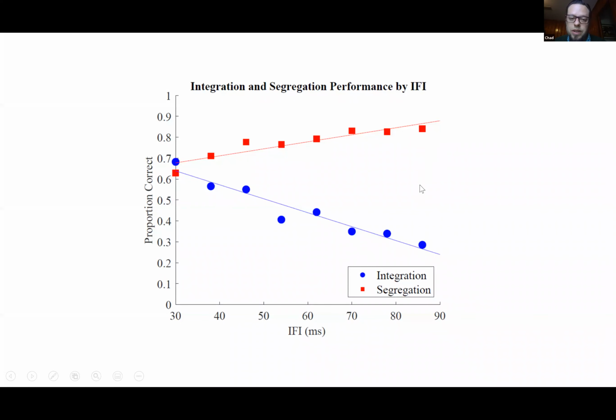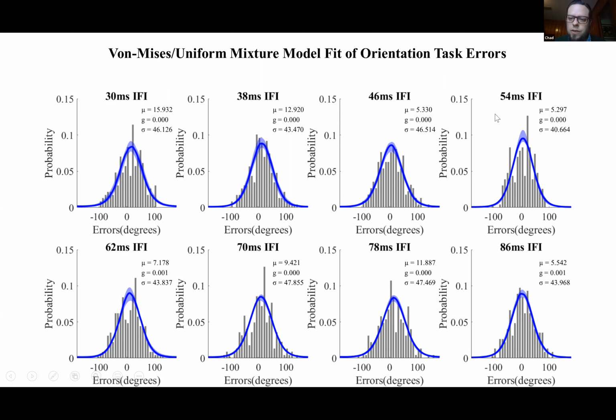And so now the question is, does the precision of their reproductions of the mean orientation vary with these? And these are the data, group data. The individuals are consistent with this. So I'm just showing you the group data as a function of the inter-frame interval. And we fit these with the von Mises distribution just to get circular estimates of variability. But no matter which way you analyze the data, you find that the spread of the error distributions does not vary as a function of the IFI.